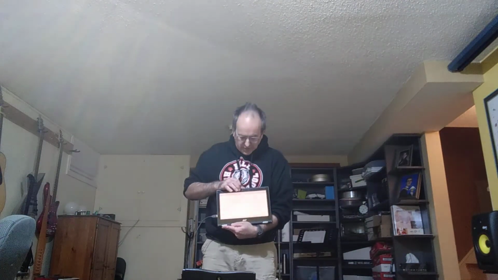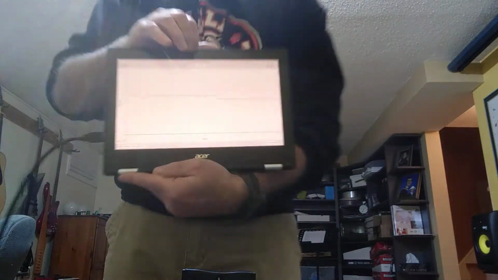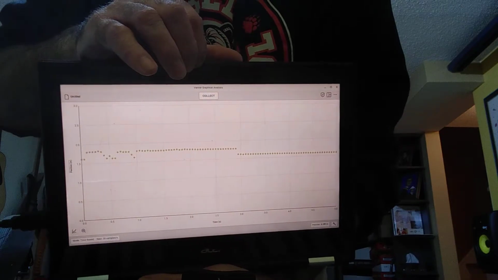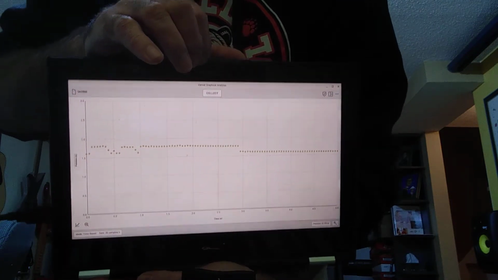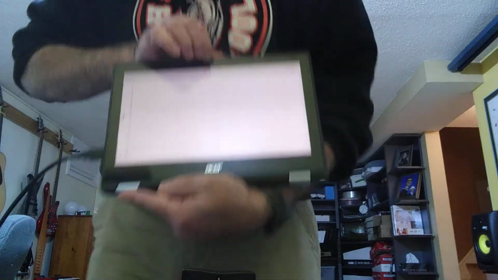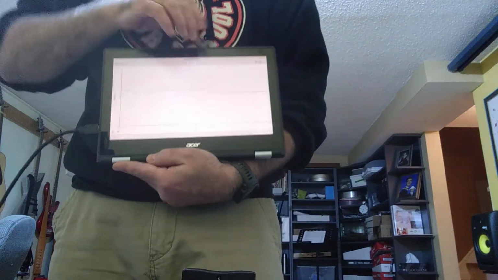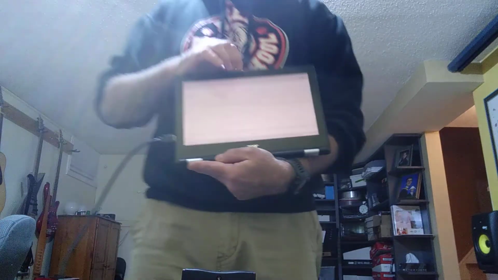Okay, our next data collection is standing still far from the sensor. And I'll show you what that looks like. So I don't think you can see it while it's being produced. We can see it's more or less a horizontal line.